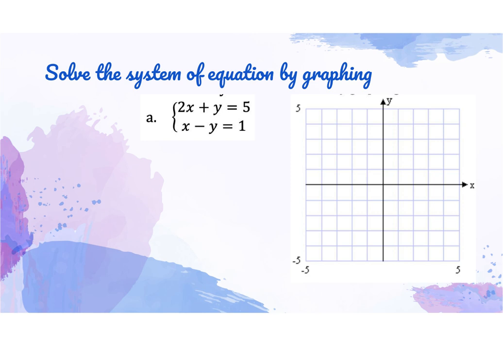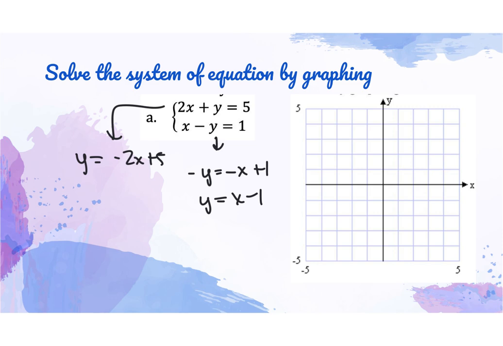Okay, so if we look, 2x plus y equals 5, x minus y equals 1. So that's going to be y equals negative 2x plus 5. This one would be negative y equals negative x plus 1, y equals x minus 1. So 2x plus 5 goes like this. So there's my first line. Y equals x minus 1 is here, so that's going to go straight up there. So where they cross is your solution. So my solution for this is going to be 2, 1. Okay, 2, 1.